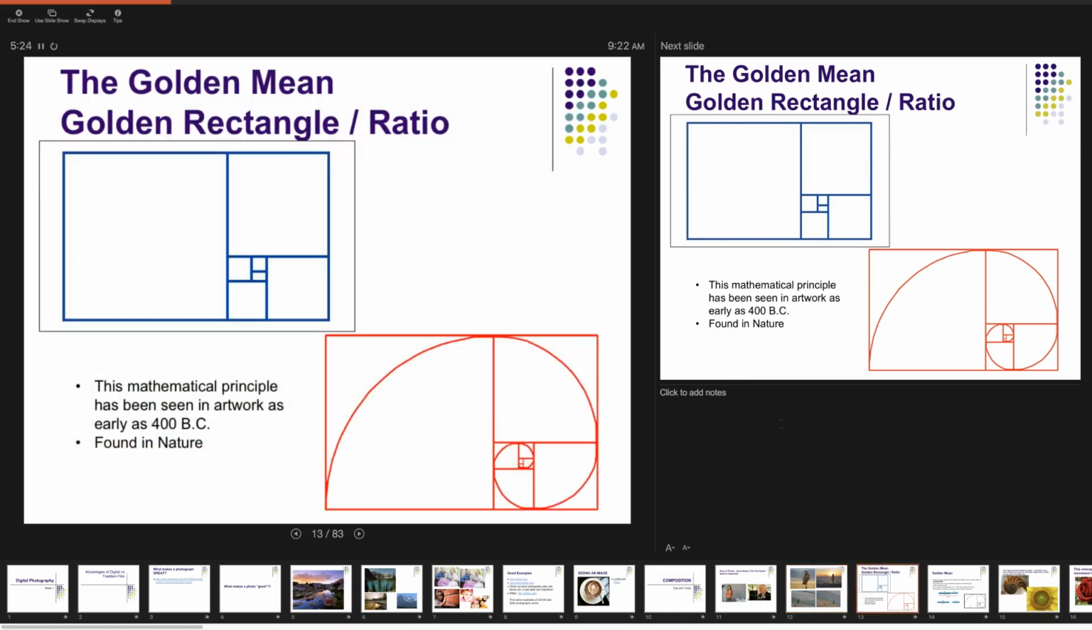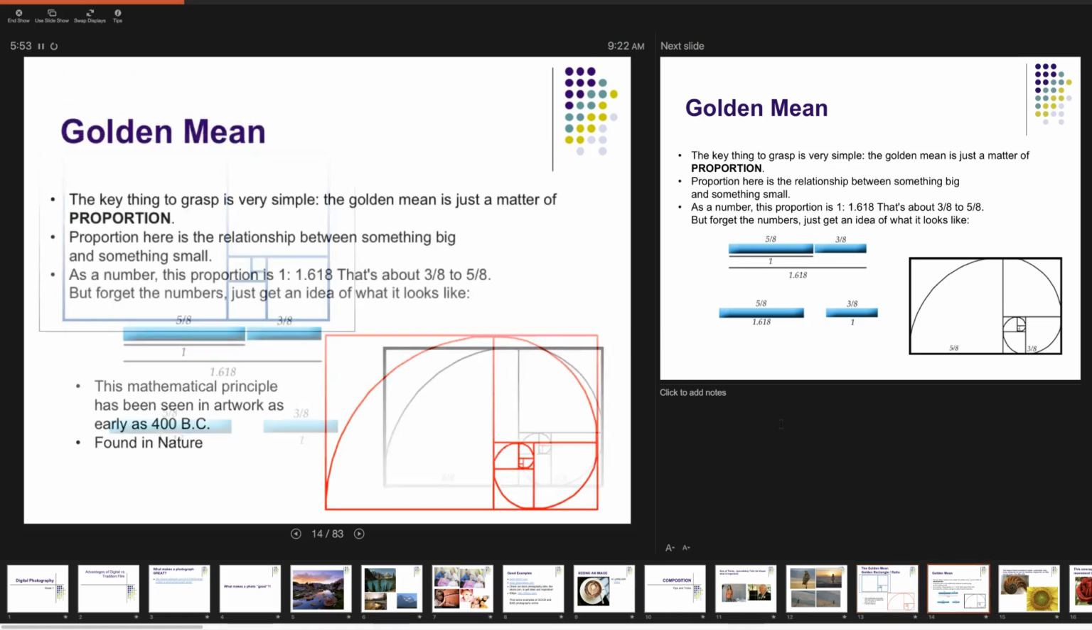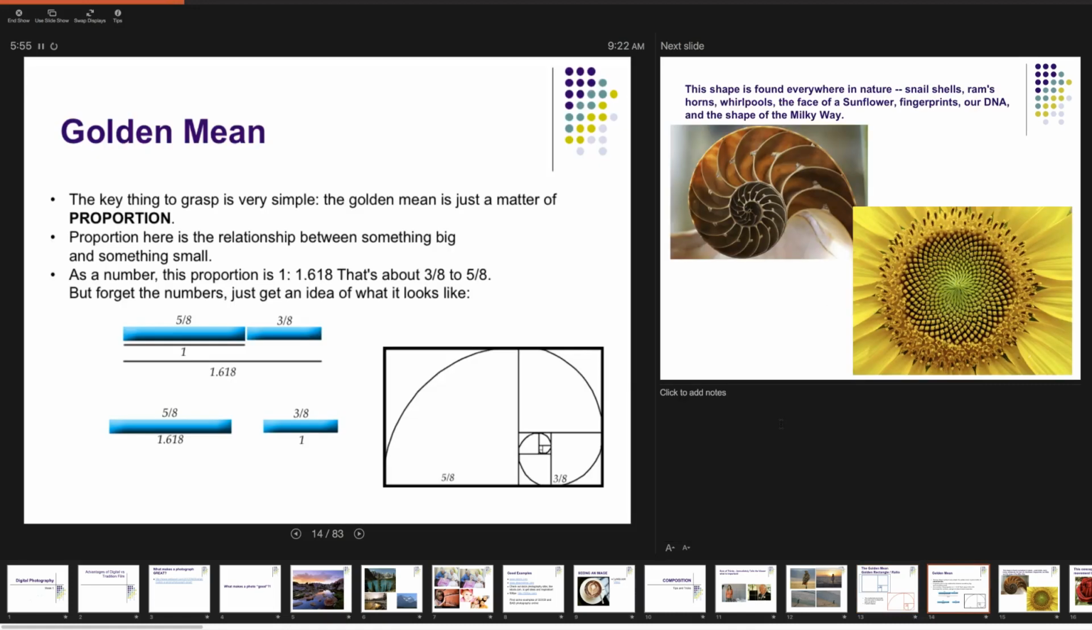Another overlay that you can use on your camera or on Photoshop when you're actually doing cropping is this one, the golden mean, golden rectangle. Do you guys do this in Design Fundamentals? Talk about this a little bit? Okay, so this is a mathematical principle that's been around for a really long time, 400 BC, and it's actually found in nature, and I'll show you a picture in just a second to make that make sense. The thing is that it's a matter of proportion.